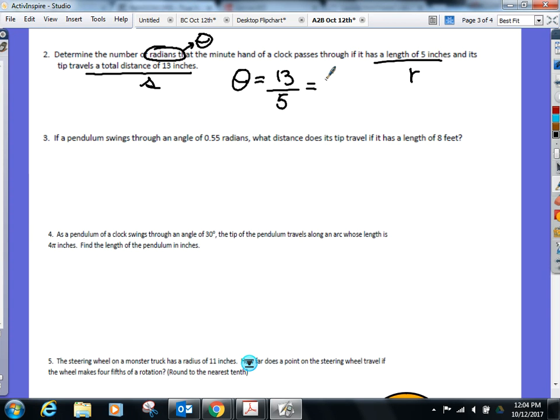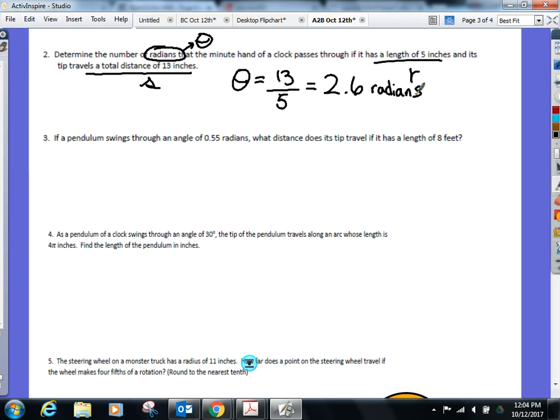2.6. What is this? 2.6 what? Radians. This is always in radians. Okay, this always produces radians. Okay, 2.6 radians. Is it okay that it doesn't have a pi with it? Yeah, radians can come without pi. It's fine. Don't add one in, please.